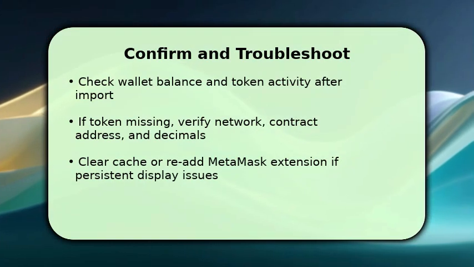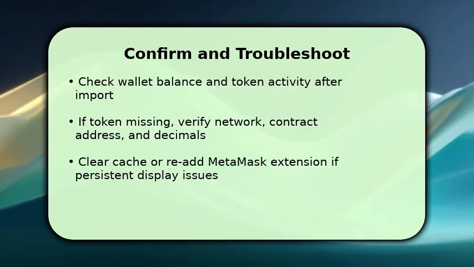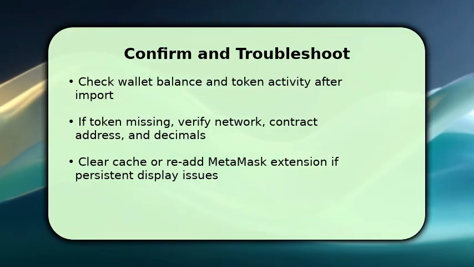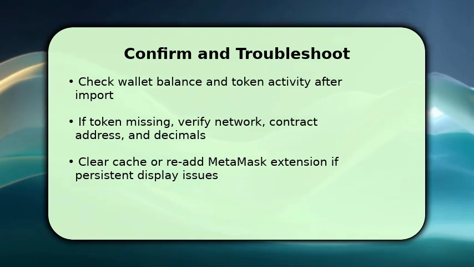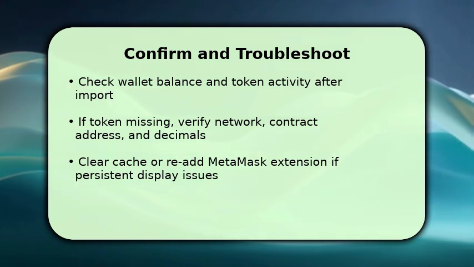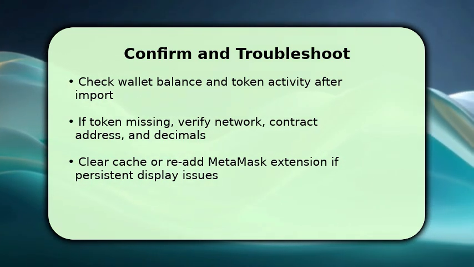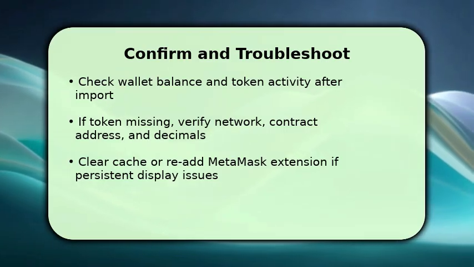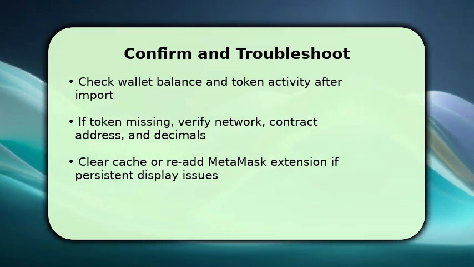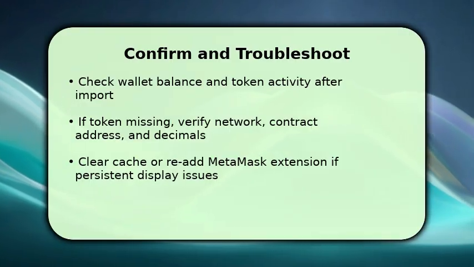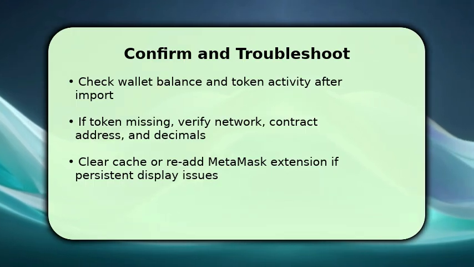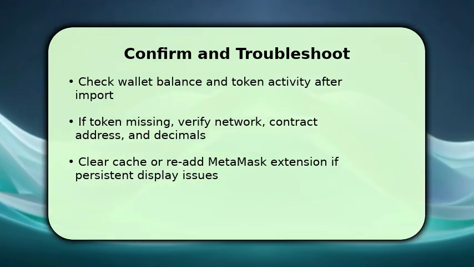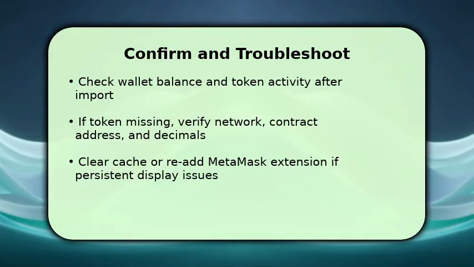You should now see the token listed with your balance. If you don't, first confirm you're on the exact network and that the contract address is correct. Small typos matter. Make sure decimals and symbol match the trusted source because wrong decimals hide balances. If the token still fails to appear, try locking and unlocking Metamask or restarting the browser. As a last step, remove and reinstall the extension, but only after backing up your seed phrase securely.